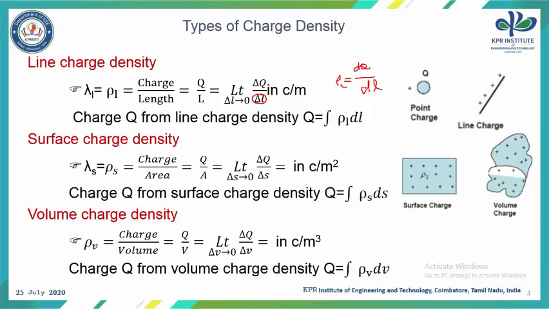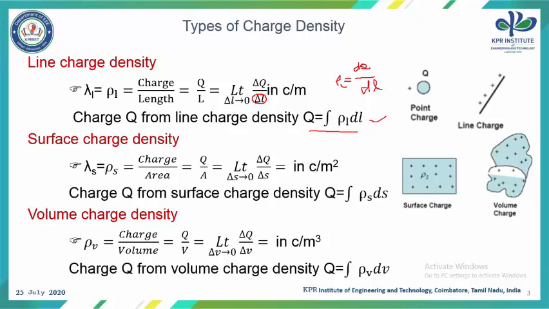Yes, so we require the Q value. Just move this term to this side. So rho L into dl is equal to dq. Just integrate on both sides, you are going to get the value of Q. So Q is equal to integral rho L into dl.